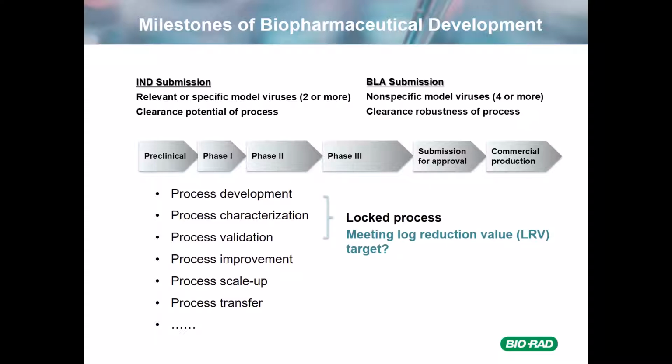So during the early portions with the development, characterization, and validation, you're going to be looking at your locked process to see if it's meeting the log reduction value target. As you go further along with your improvements, scale-ups, and transfers, you want to be determining whether you're maintaining the LRV from your early phase work or even potentially improving it.